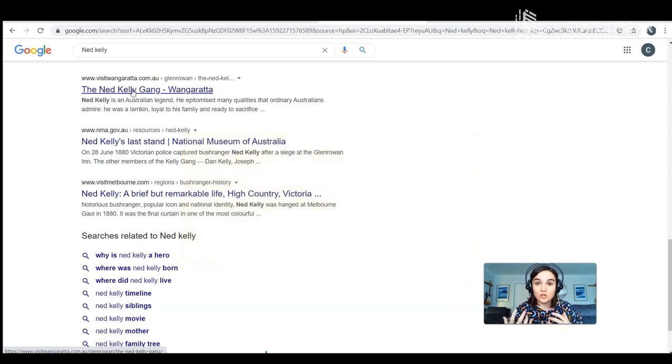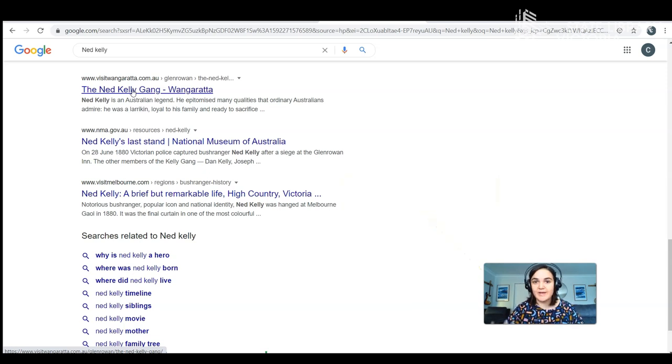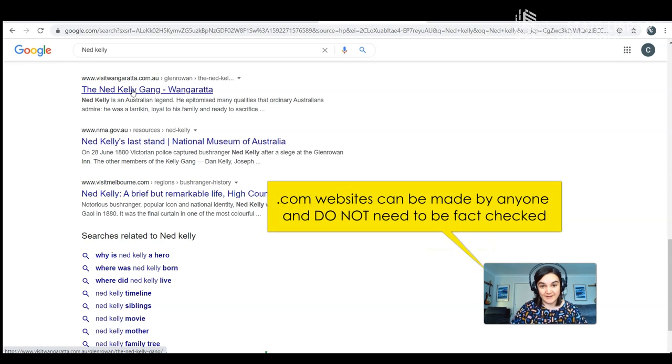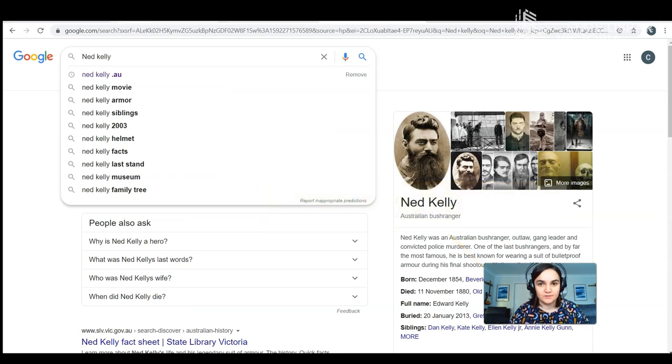Now, a .com domain ending actually stands for commercial, which means anybody can have a .com. I could buy Kobe is the best teacher in the world.com and I'm allowed to have that. And it may or may not be true. So information on .com websites do not need to be fact-checked as a general rule. If you want to filter to see the more reliable websites, you can use this really nifty, easy trick.